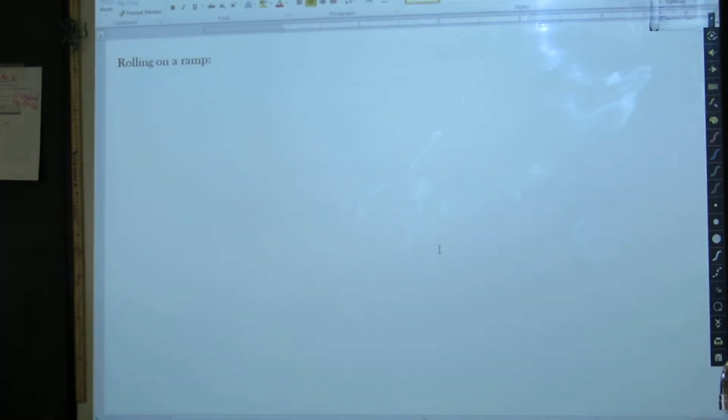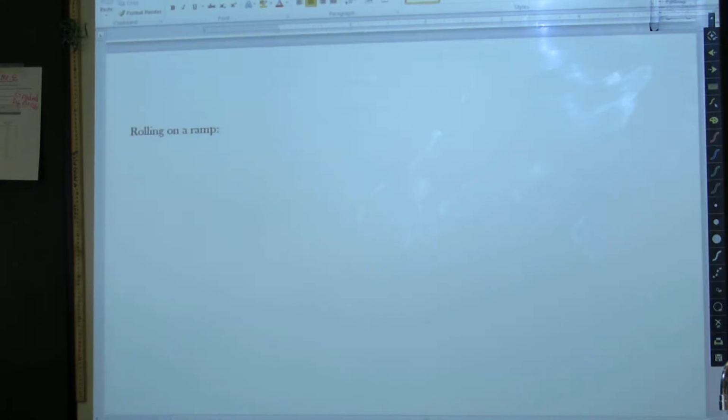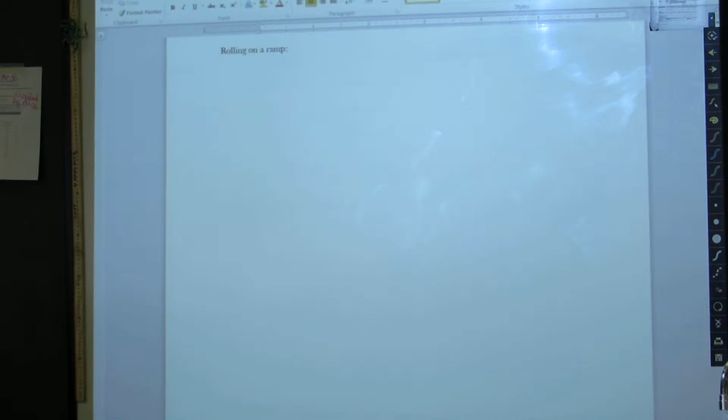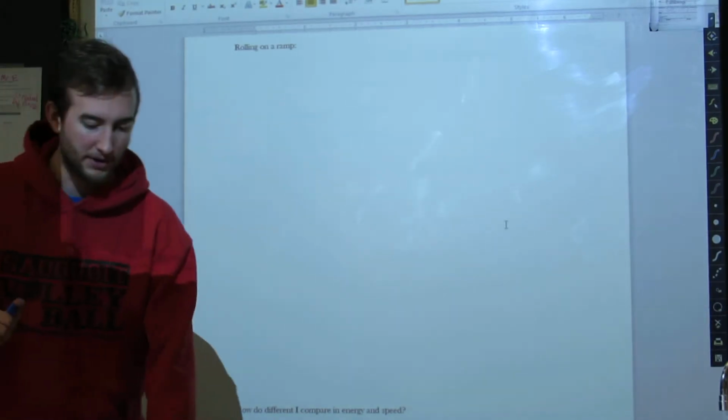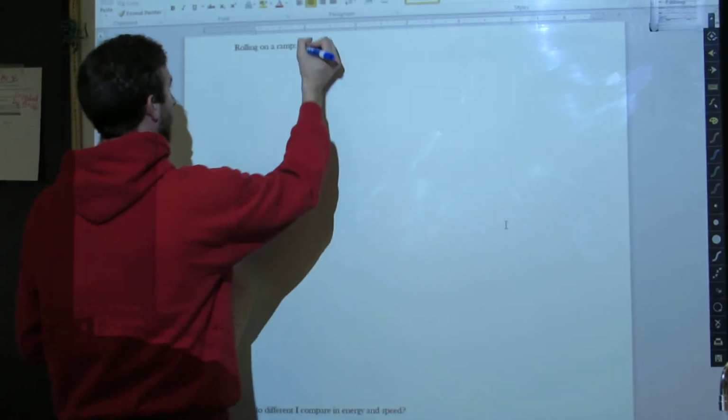This is going to be pretty writing intense, so I'm going to back up a little bit so I can make sure I have enough room. There will be a lot that we write down here. So, an object rolling on a ramp.